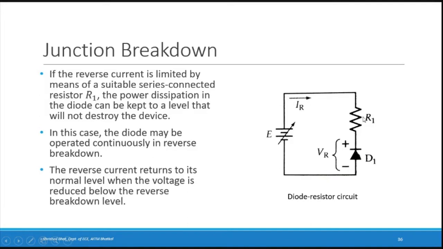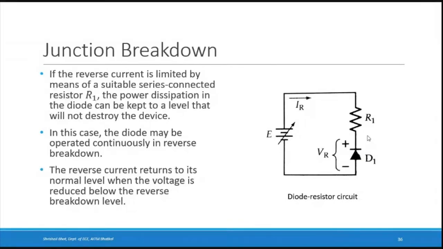If you use a resistance R1 in series with that diode, then the power dissipation can be kept at a particular level which will not destroy the device. Each diode will have a certain rating, as we have seen. The maximum power rating of a diode will be specified while you buy it, or it will be there in its data sheet. If you limit the power dissipation within its maximum level, then the diode can be kept safe from getting damaged.